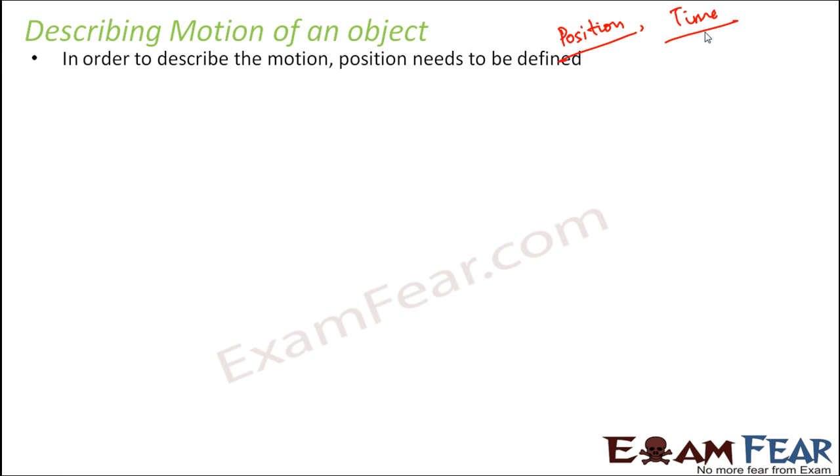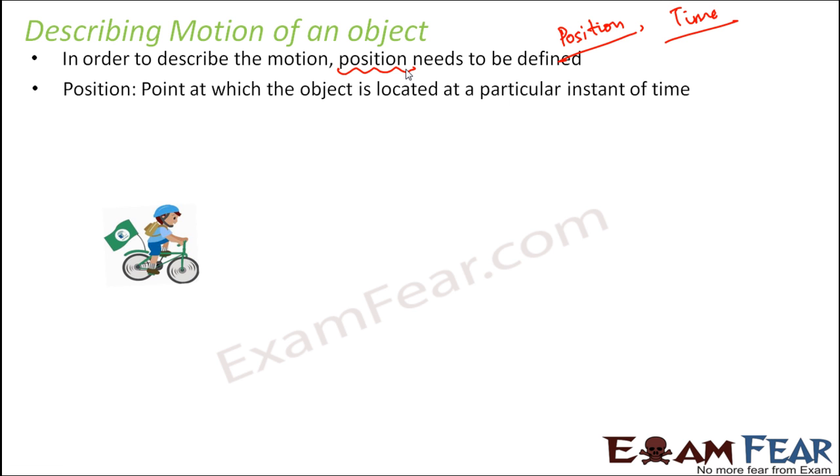Now, as I have mentioned before, whenever we talk about motion, two important things are position and time. These are the two most important things, and that is why both these parameters are included in the definition of motion. So in order to describe the motion, position needs to be defined. That is very important, because only when you know the position of an object will you be able to judge if the position has changed with time or not. So position needs to be very clearly defined. And what is position? It is nothing but the point at which the object is located at a particular instant of time.